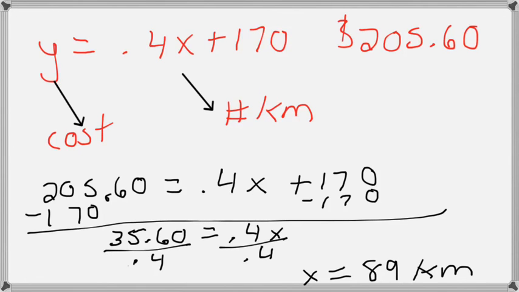The next question is exactly the same, except I changed the cost. I said, what if you spent $205.60? It still goes in the cost place. I'm still subtracting 170 first and then dividing by 0.4 second. And in this case, x equals 89 kilometers.